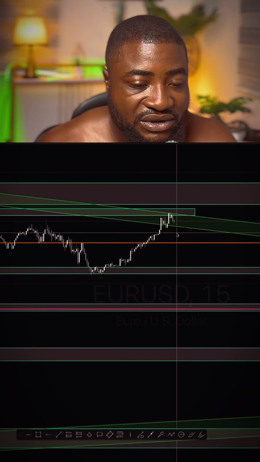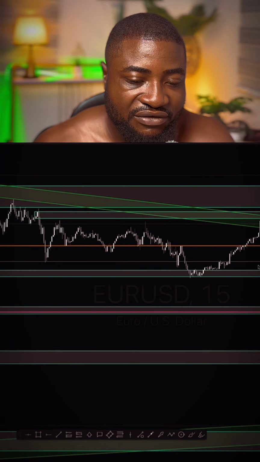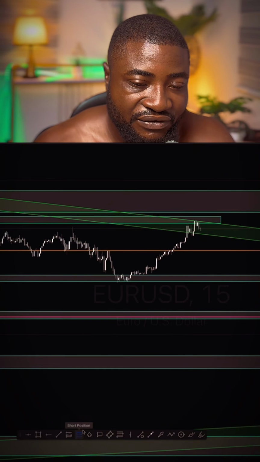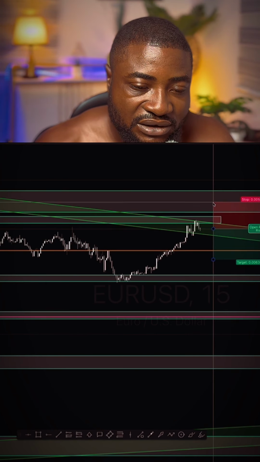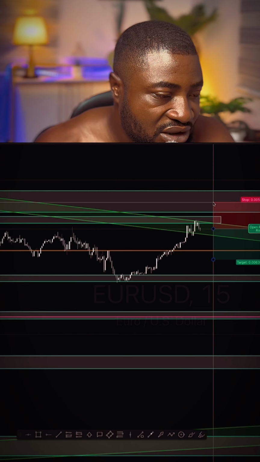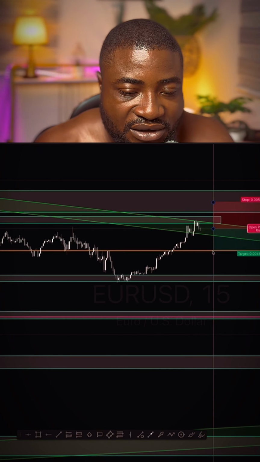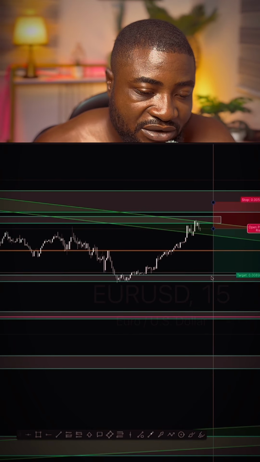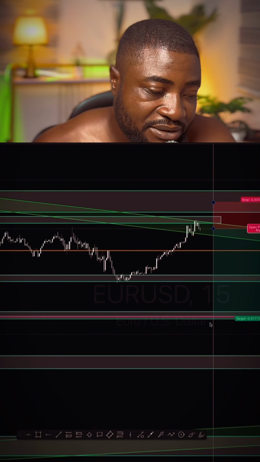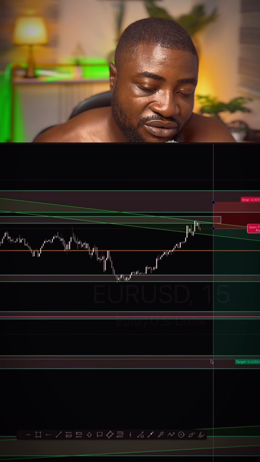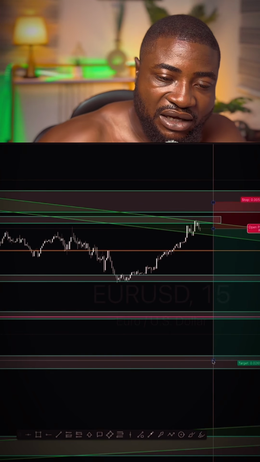So if we are to consider this trade, we can even enter for a sell right now. We'll be entering from this zone, and our stop loss will just be here. Then first TP will be 45 pips. Second TP will be 102 pips, third TP will be 176 pips, and the last TP will be 269 pips. Okay, so that is how it is.